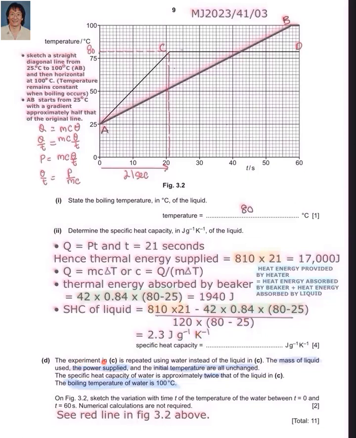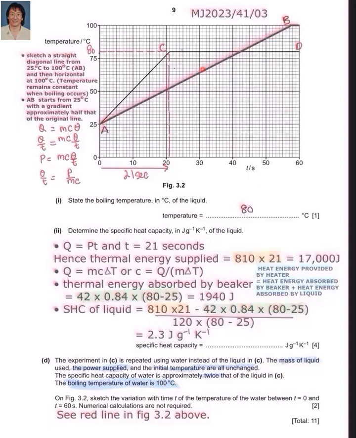The experiment in C is repeated using water instead of the liquid in C. The mass of the liquid used, the power supplied, and the initial temperature are all unchanged. The specific heat capacity of water is approximately twice that of the liquid in C. The boiling temperature of water is 100 degrees Celsius. So this is the heating curve for water.